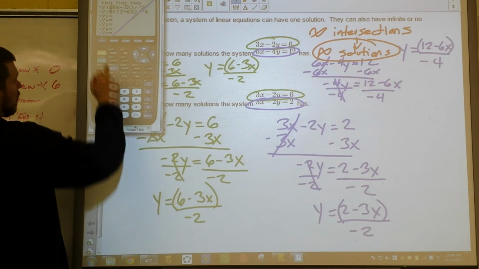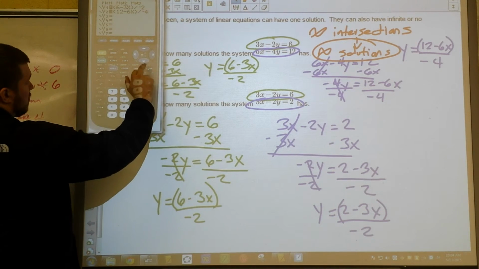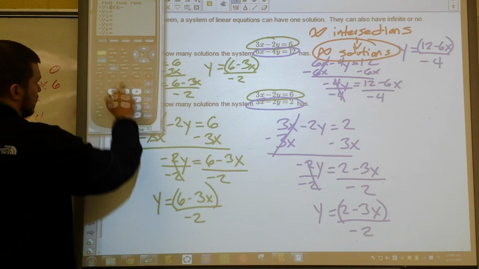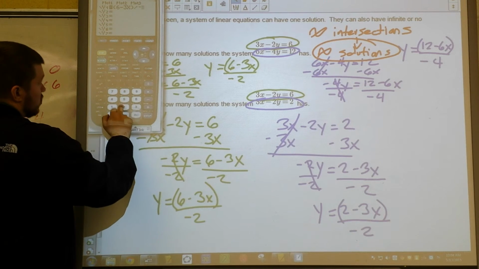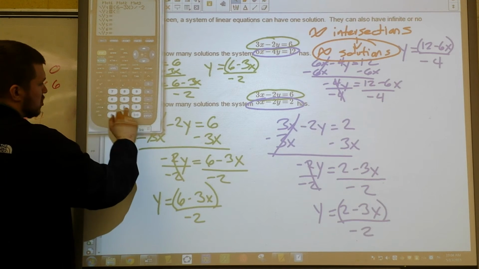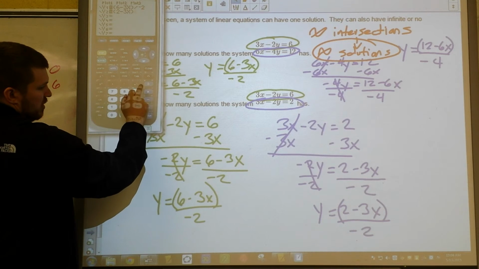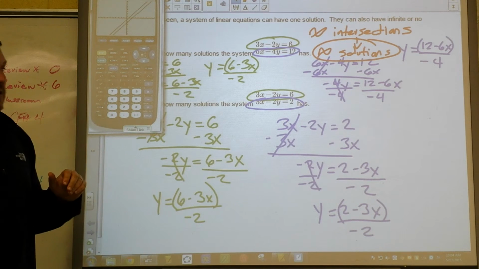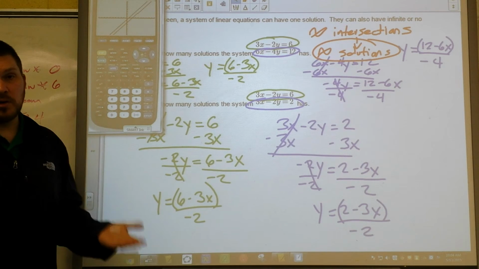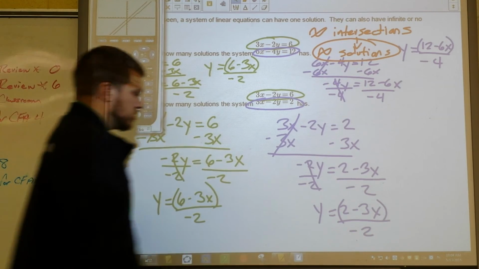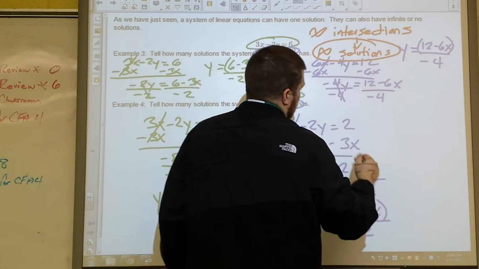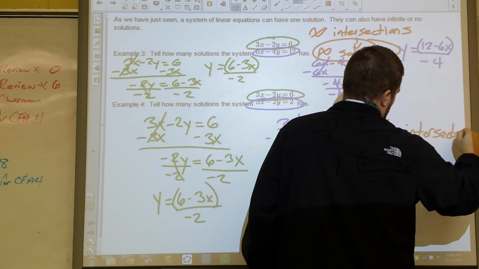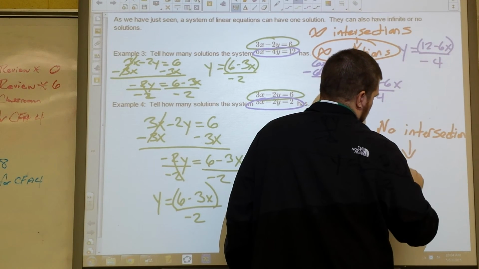I want to clear out that ink from the previous problem, clear out all my other stuff from the previous problem. So I have 6 minus 3x divided by negative 2, and then 2 minus 3x, close it up, divided by negative 2. I'm going to graph this. And I can very easily see that these are parallel lines. Parallel lines, you should know automatically, means that there's no points of intersection. So that means no solutions.